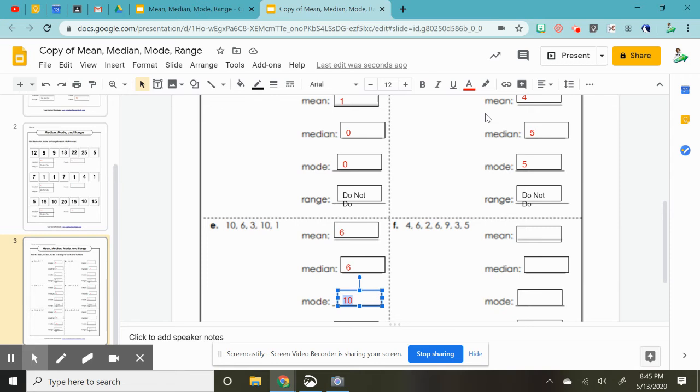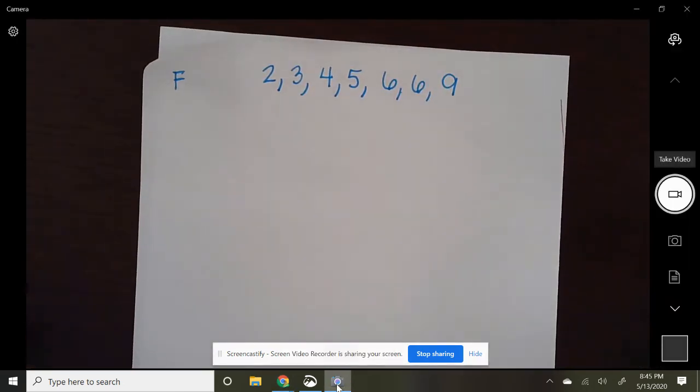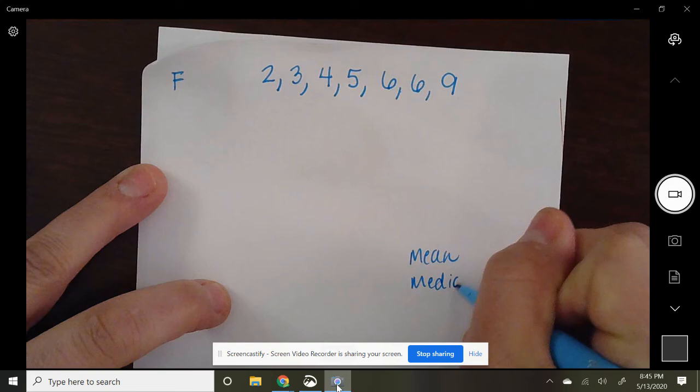2, 3, 4, 5, 6, 6, and 9. So a lot of times if I was doing this at school, I would actually be crossing these out as I wrote them down, putting a little slash through them so I know I did not miss any. All right, so let's go to my camera so you can see. That's what I got. We have mean, median, and mode.